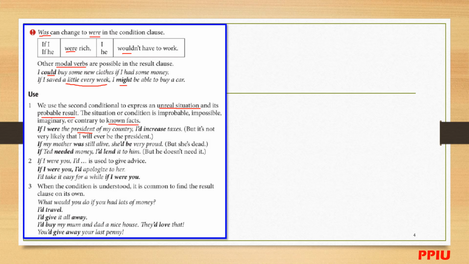Okay, the second example, if my mother was still alive, she'd be very proud. But she died. It is impossible on here. Alright? Again, the next one, if Ted needed money, I'd lend it to him, but he doesn't need it. Alright? The possibility is the thing, but actually he did not do it regarding this.